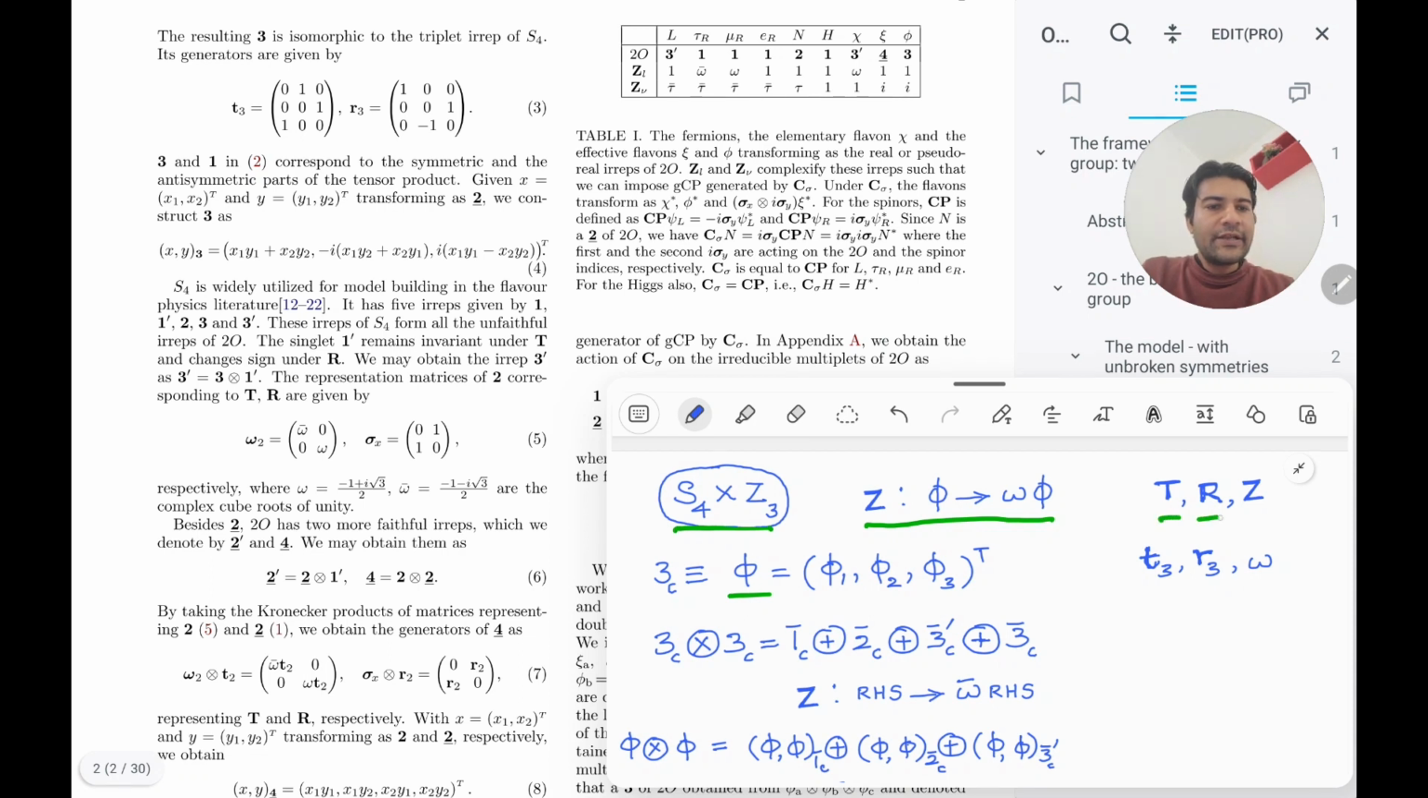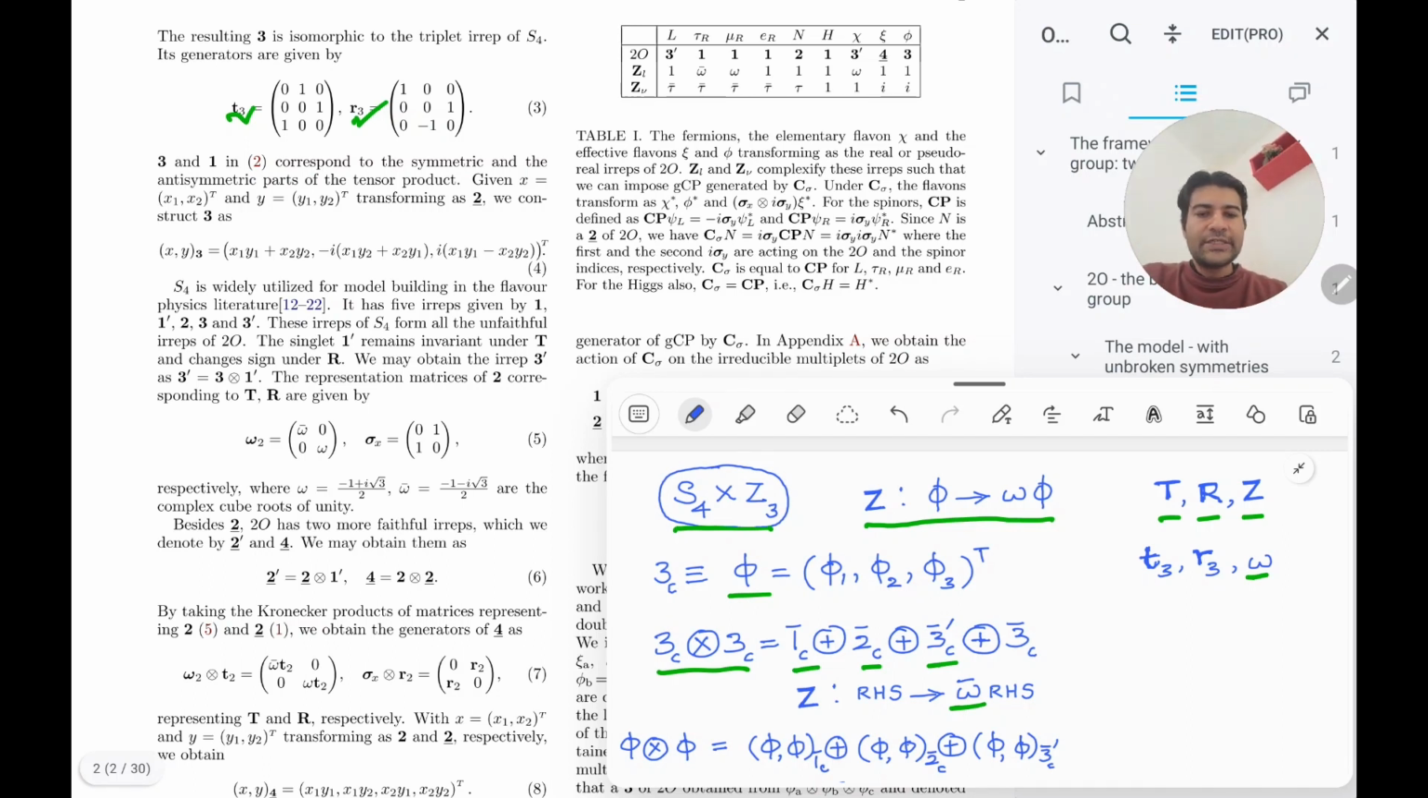The generators T and R generate S4, and the generator Z generates the group Z3. Now we have the tensor product expansion of the triplet with itself shown here. We get a singlet, doublet, and 3 prime. Here I have used C to denote that these are complex irreps. The irreps on the RHS are given with a bar to indicate that they are the conjugate irreps. So the irreps on the RHS under the action of Z get multiplied by omega bar.